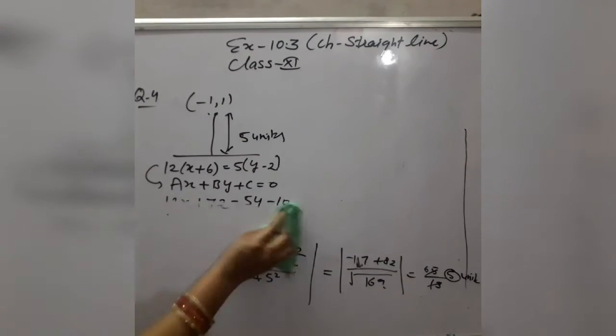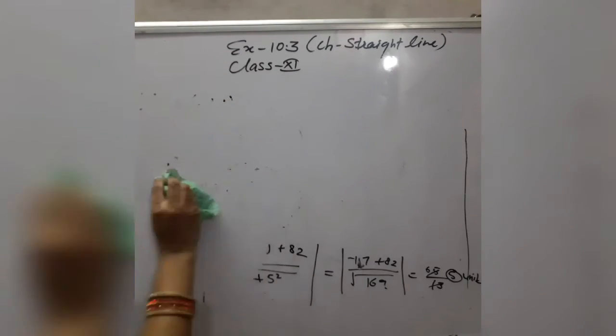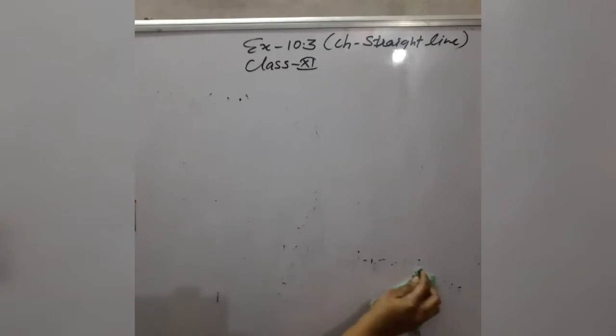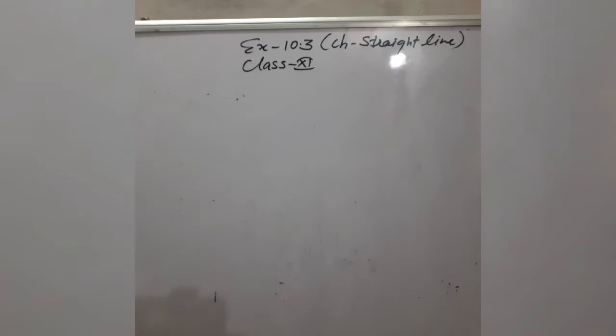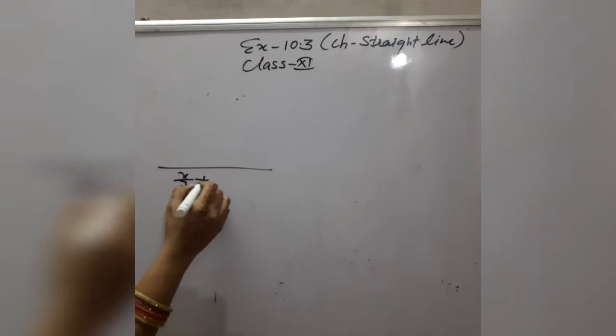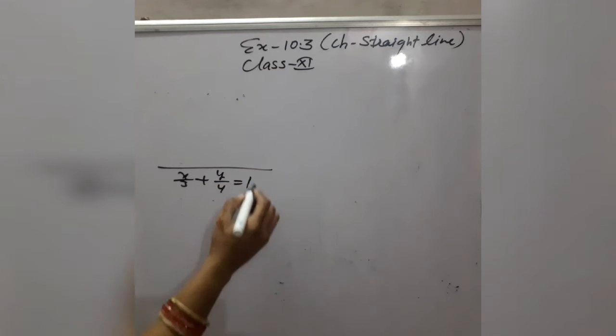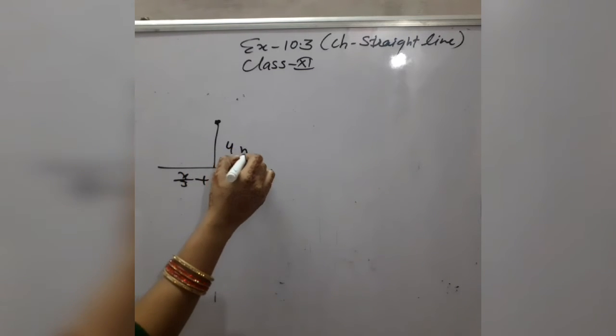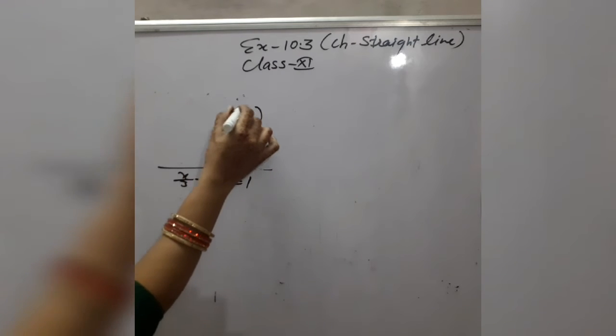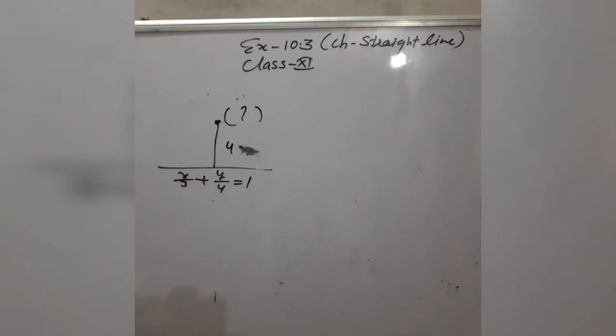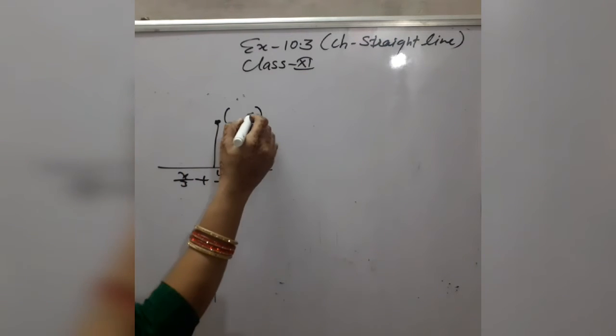Next, question number 5. In question number 5, find the point on the x-axis whose distance from the line is 4 units. Now the line is x by 3 plus y by 4 equals to 1, and the distance from the point, 4 units, is given to you, and we have to find the coordinates of this point. But it is given to you that this point lies on the x-axis. If this point lies on the x-axis, then all of you know that the value of y is 0 on the x-axis.